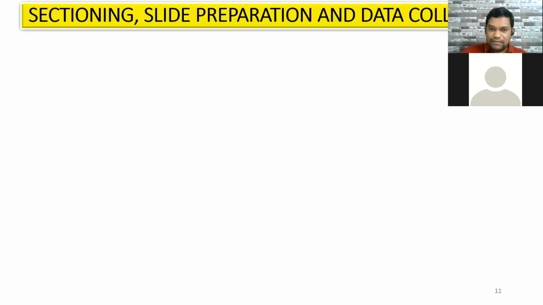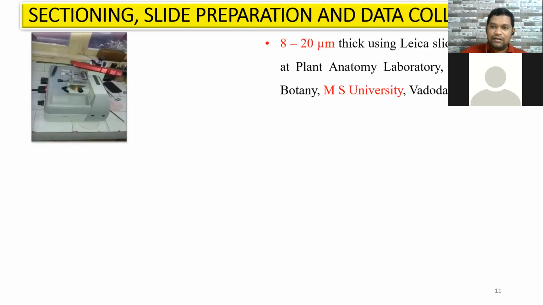The next part, after getting the wood samples, was carrying out the sectioning across all the 3 angles, followed by preparing the permanent slides and collecting the microscopic data. For the sectioning purpose, I required a microtome, that is the Leica sliding microtome, and using this microtome, which was available at the MS University Vadodara campus, I could get sections as thin as 8 to 20 microns.